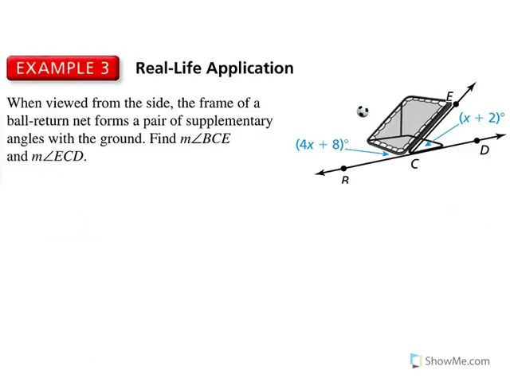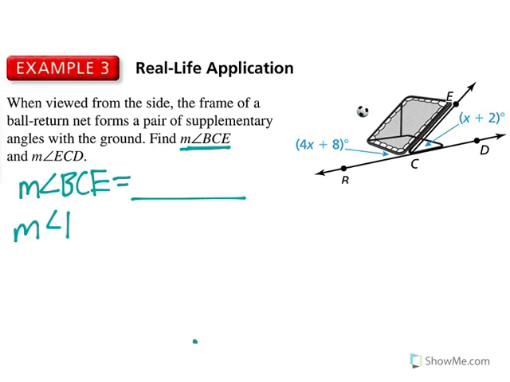So we're going to look at another type of problem, example 3. When viewed from the side, the frame of a ball return net forms a pair of supplementary angles with the ground. So it wants us to find the measure of BCE. So that means over here I'm going to have the measure of BCE is equal to blank. And it wants me to find the measure of ECD. So those are the two I'm looking for.